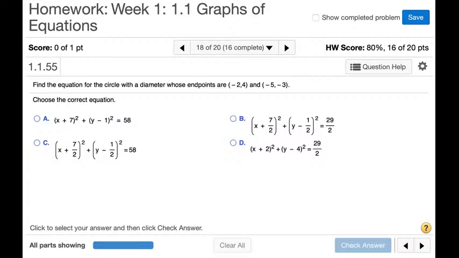It says the endpoints of the diameter. So these are the endpoints of the diameter. Okay. We got -2, 4, and -5, -3, right? Okay, let me show my notes.